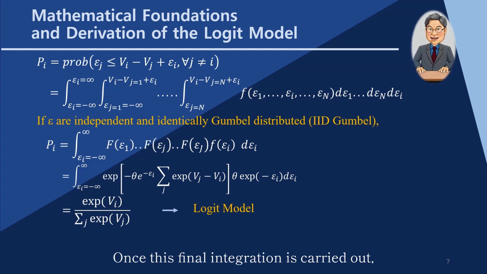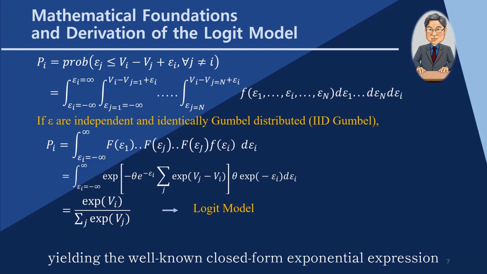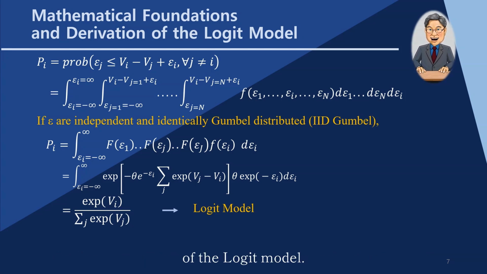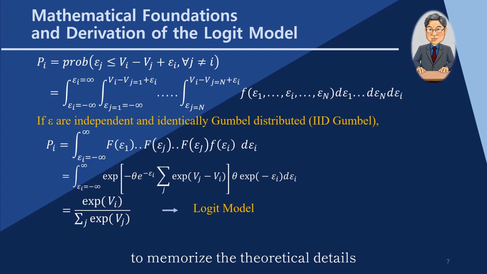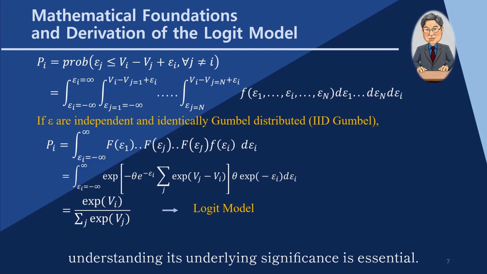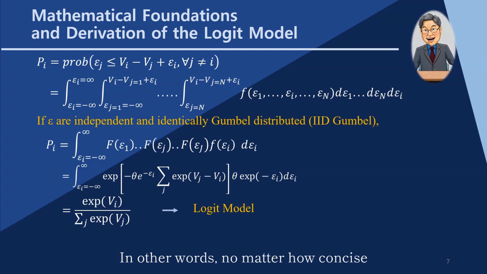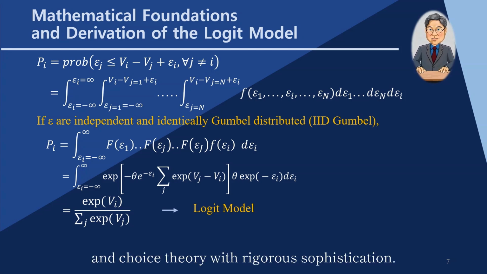Once this final integration is carried out, the multidimensional integrals are entirely eliminated, yielding the well-known closed-form exponential expression of the Logit model. While practicing analysts do not necessarily need to memorize the theoretical details of such a complex mathematical derivation process, understanding its underlying significance is essential. In other words, no matter how concise the final form of the Logit model may appear, it mathematically incorporates the principles of utility maximization and choice theory with rigorous sophistication.